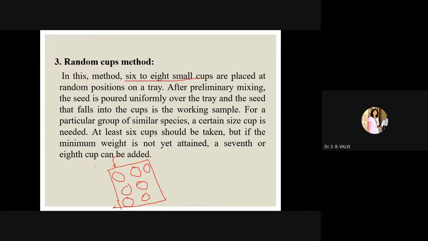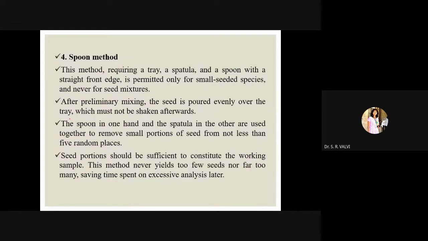So the cup which has the seeds in it should be considered as a working sample, right? If you have the minimum weight of the seeds obtained through this method, then you can increase the number of cups in this tray. So here you can see a 7th or 8th cup can be added if the working sample is very little or reduced in number. Now see the spoon method again.